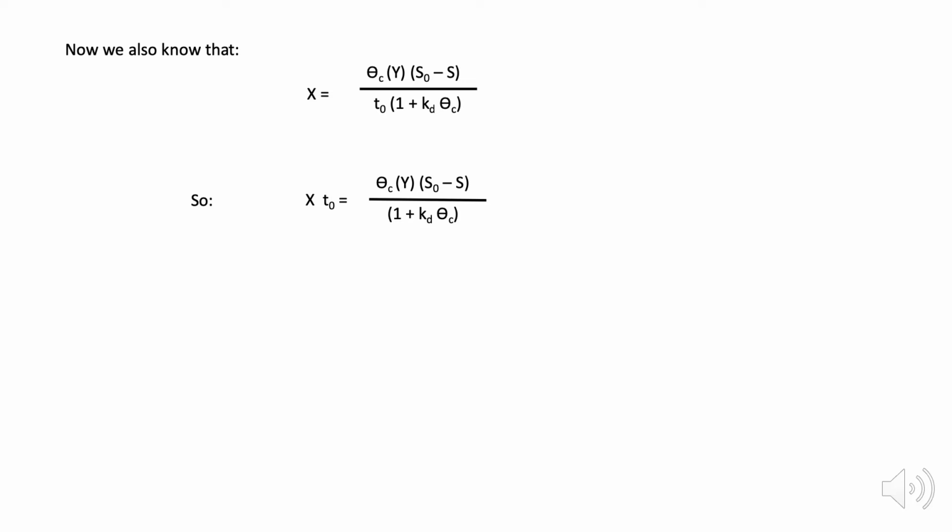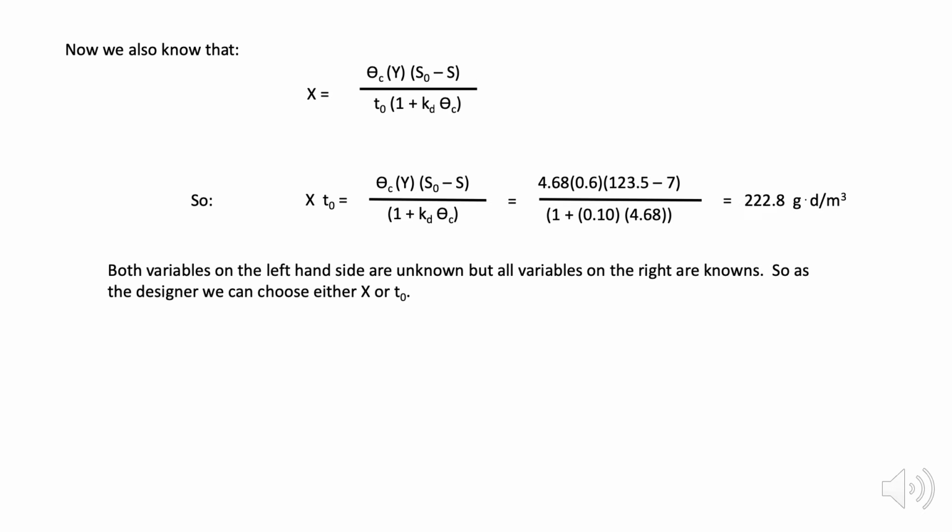But if we look at this equation, one thing we'll see is the two variables on the left-hand side, X and T sub 0, are unknown. So there are two unknown variables in just this one equation. On the other side of the equation, the right-hand side, we know the value of all those variables. So if we substitute in, we'll get this. And what we see is that X times T sub 0 needs to be equal to 222.8.